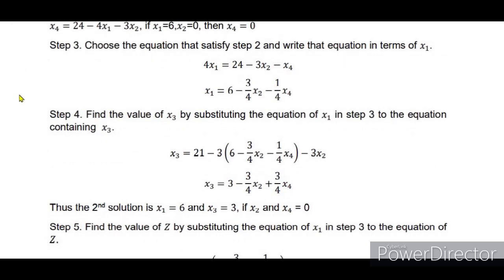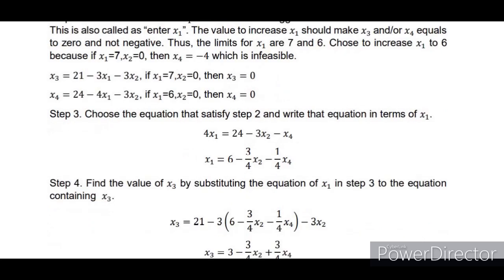Now move on to step number 3. Choose the equation that satisfies step 2 and write the equation in terms of x sub 1. The constraint 2 satisfies the value of x sub 1 in step number 2 because when we substitute the value of 6 to the second constraint, x sub 4 is equal to 0. Okay? When we substitute 6 to x sub 1 and x sub 2 is equal to 0 in the second constraint, x sub 4 will be equal to 0. So it satisfies. So now we will choose constraint 2.